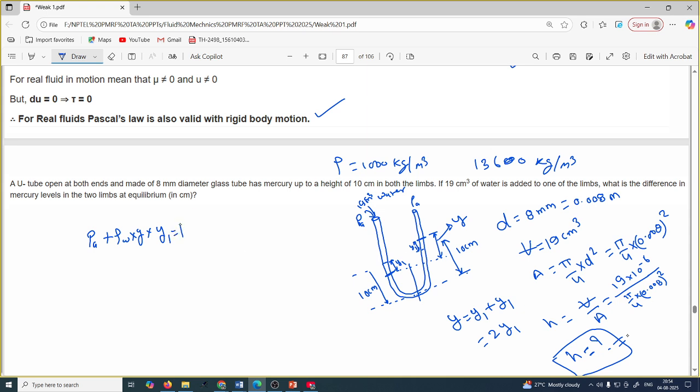So now, equal to PA, for this limb I have written, and after the equal sign I am going to write for this one, PA plus this y1, and this y1 means 2y1, is equal to 2y1 into rho of Hg into g. So from here you can calculate.